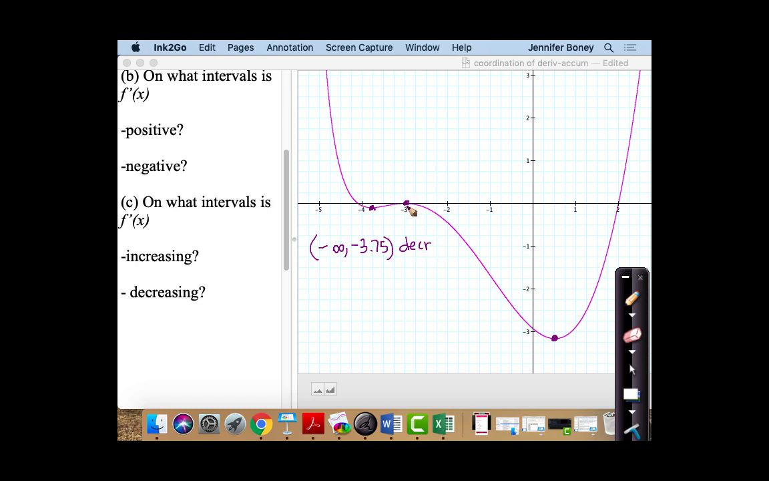And then it's also decreasing from negative 3 to, what is that, about 1/2? Negative 3 through 0.5. This graph is also decreasing. But the other two intervals, this interval and this one from here on out, this graph, the one that we're looking at, is increasing. It increases from this bottom of a hill to a top of a hill. So it increases from negative 3.75 through negative 3, and then also again from 0.5 onward.